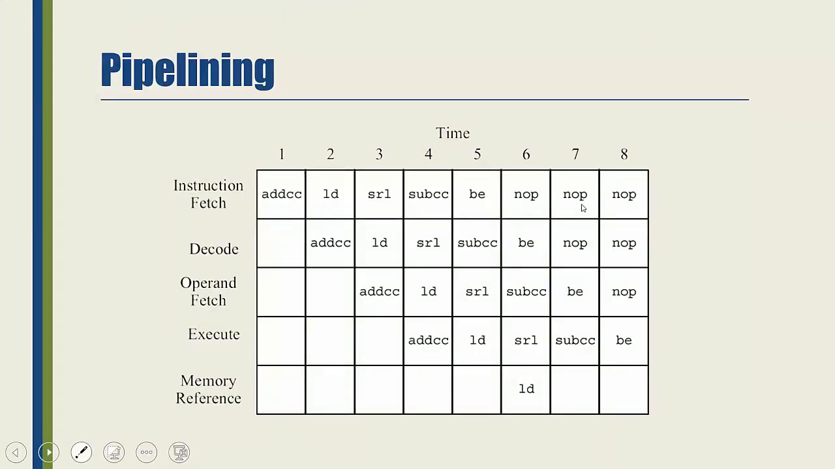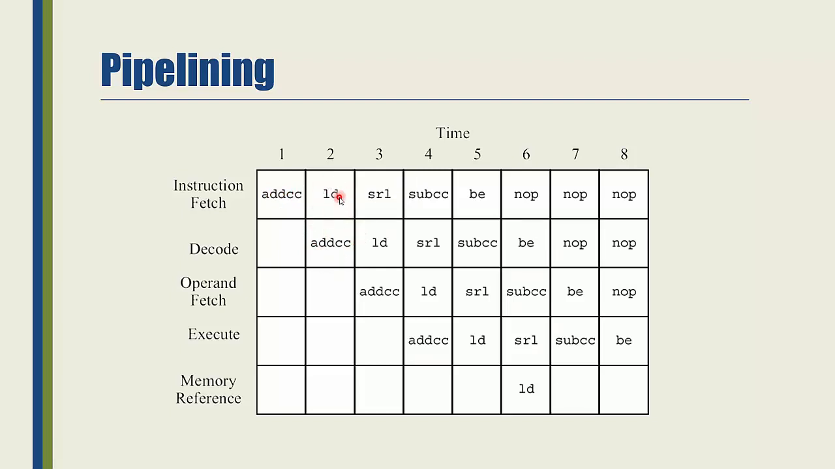For example, let's say we have a few instructions to be executed like this. The first instruction is addcc, followed by load, srl, subcc, and so on. The columns here indicate the value of time, and the rows indicate the stages in the fetch execute cycle. So at time equal to 1, we fetch the first instruction. At time equal to 2, the first instruction that was fetched just now is being decoded.